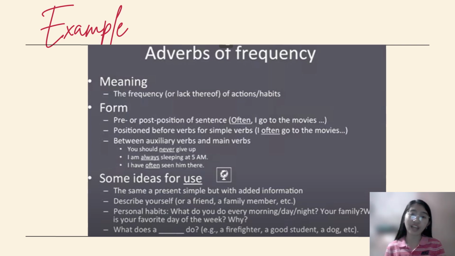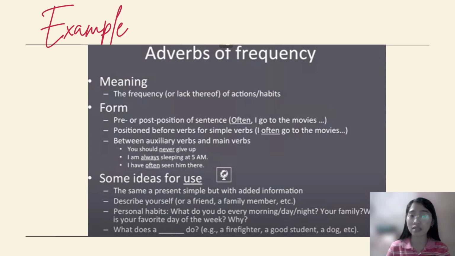If the topic is about adverbs of frequency, in meaning, the frequency or lack thereof of actions or habits. On their form, this is how it is formed: pre or post position in the sentence. Often, for example, often I go to the movies. Positions before verbs for simple verbs: I often go to the movies. Between auxiliary verbs and main verbs: I am always sleeping at 5 a.m. I have often seen him there.